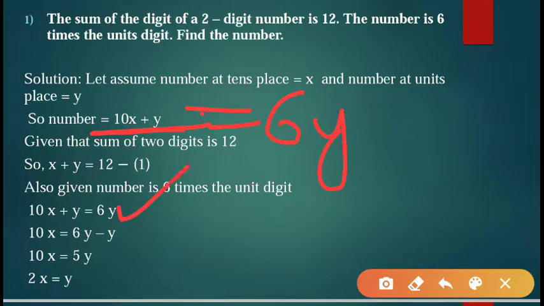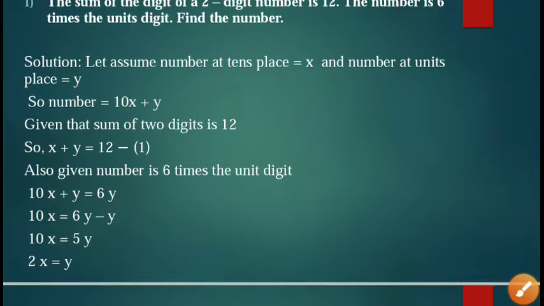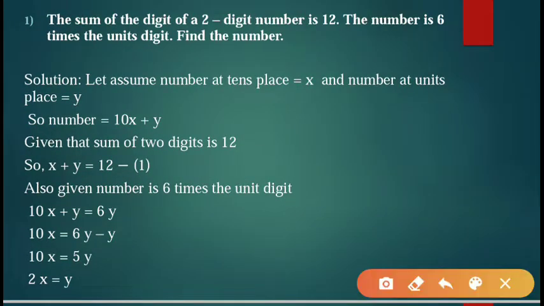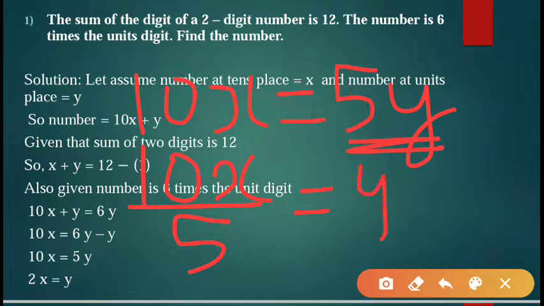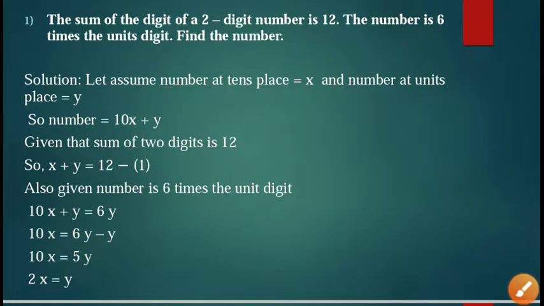Here I have written. Now from here you can transfer the y to the right hand side, and this will subtract, giving you 10x is equal to 5y. This is the multiplication. When you transfer it to the left hand side, this will convert into divide. 10x upon 5 is equal to y. This can be cancelled and gives you 2x is equal to y.